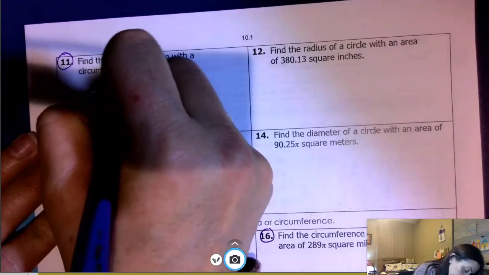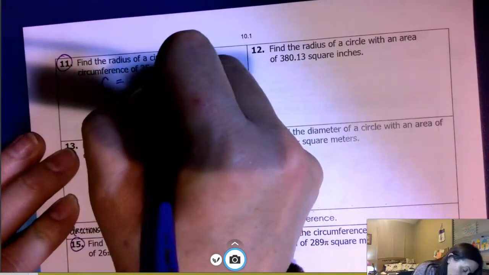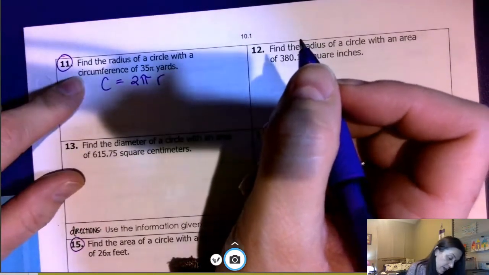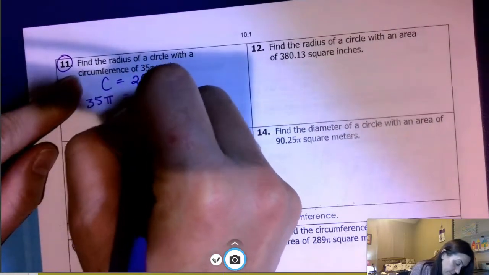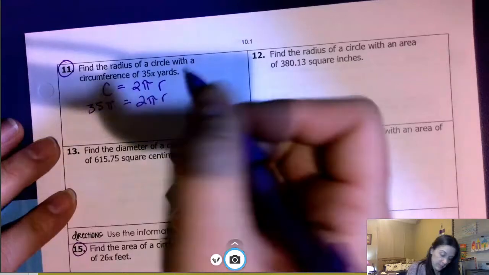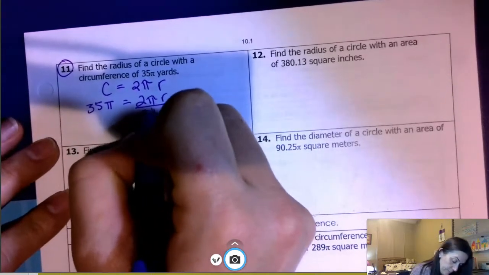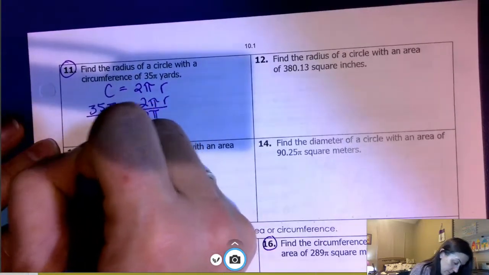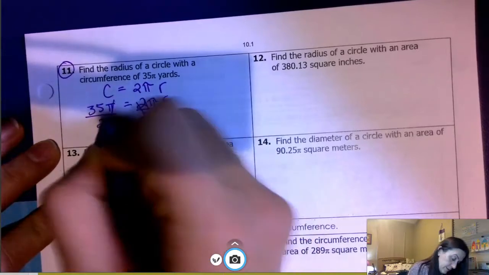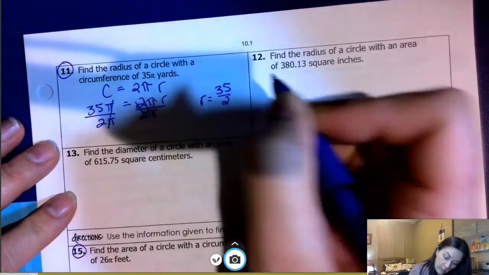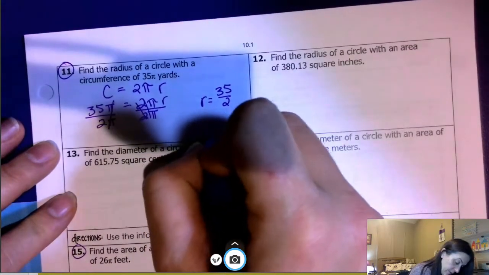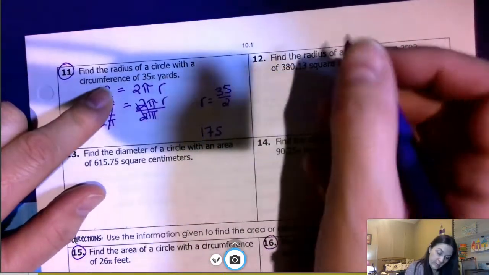So find the radius of a circle with a circumference. Well, if I know circumference equals 2 pi r, and the actual circumference is 35 pi, I'm going to divide both sides by 2 pi. Well, the pi's are going to cancel. R is going to be equal to 35 over 2, which is 17.5. And again, circumference is just single units. It's going to be yards.